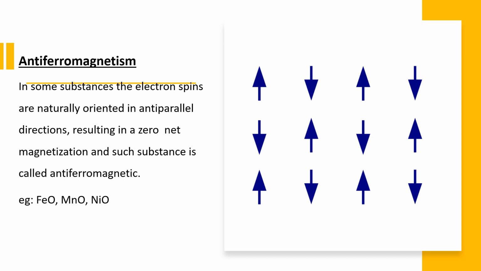That is, in the case of antiferromagnetic material, the electron spins are oriented in antiparallel directions, so that the net magnetization will be zero. Such substances are called antiferromagnetic substances. Examples are iron oxide, manganese oxide, and nickel oxide. So antiferromagnetism means that in some substances, the electron spins are naturally oriented in antiparallel directions, resulting in a zero net magnetization.